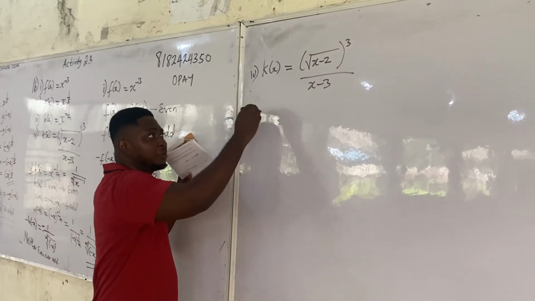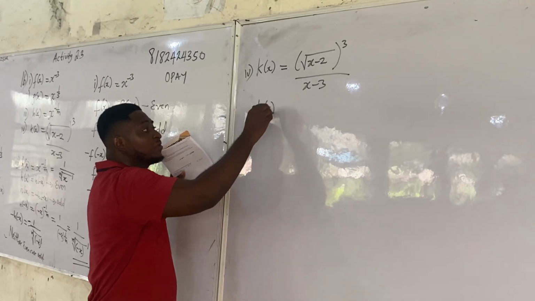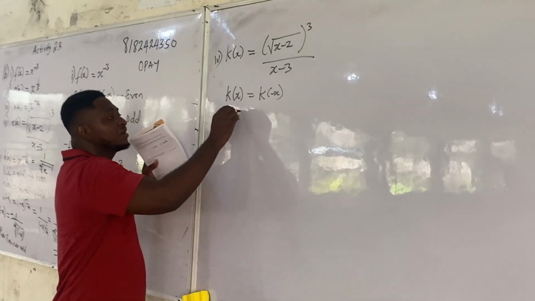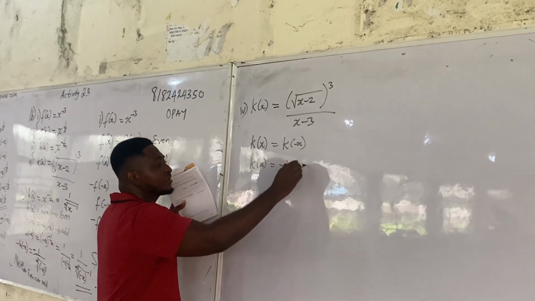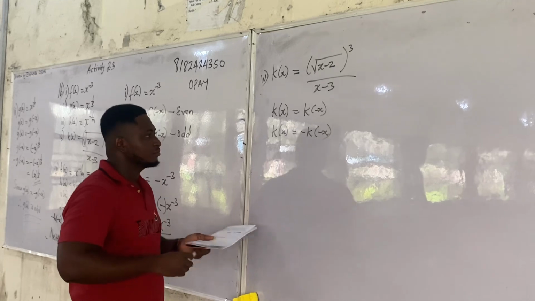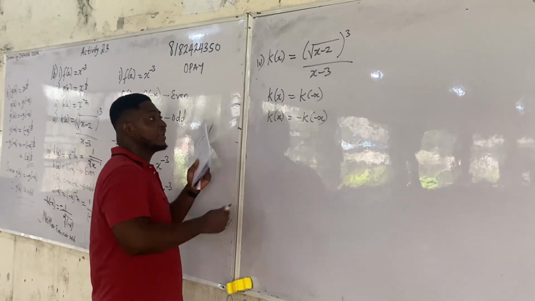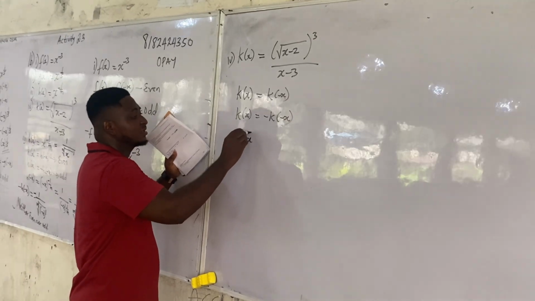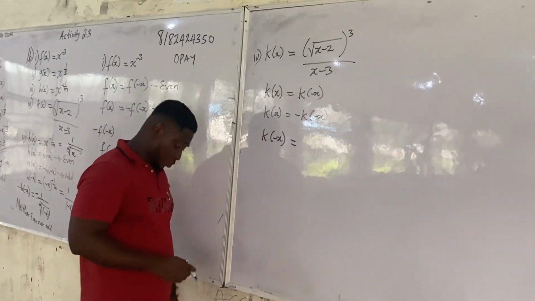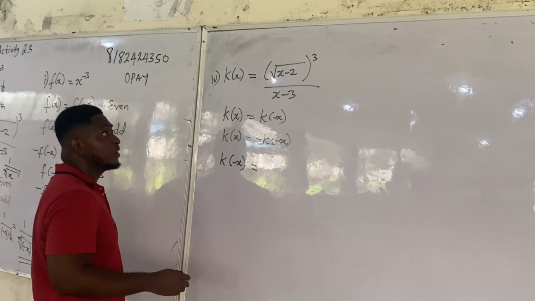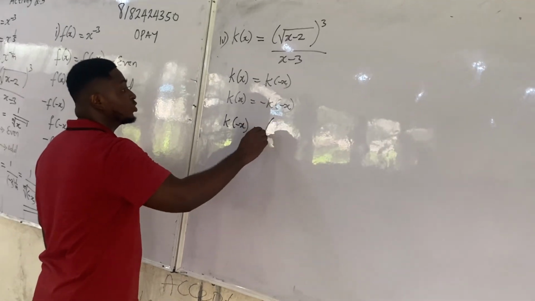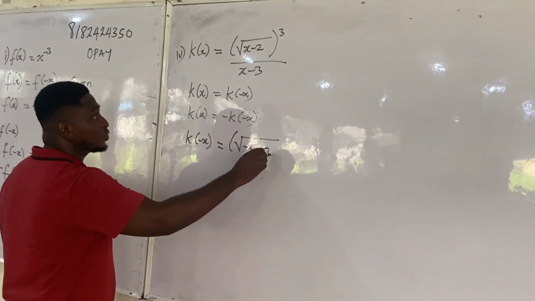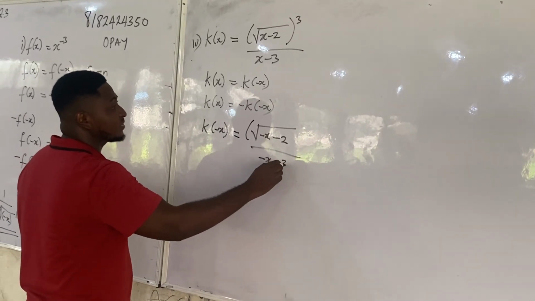Now again, as we've been doing, for a function to be even, k of x must be equal to k of minus x. And for a function to be odd, k of x must be equal to minus k of minus x. So let's find k of minus x, and let's find minus k of minus x. K of minus x means that anywhere we see x, we put minus x. So this is going to be square root of minus x minus 2 all over minus x minus 3.